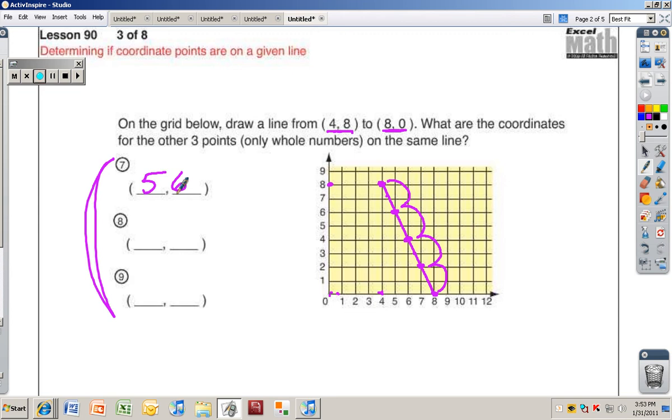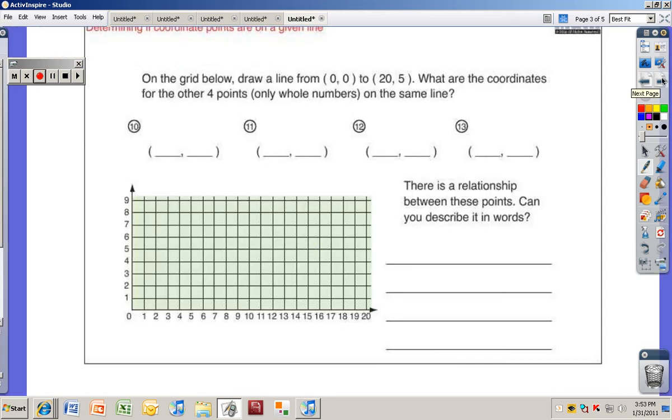Second answer is? 6, 4. Good. And last one? 7, 2. 7, 2. Beautiful. Hopefully you got those right. Let's move on to the next part. Same idea here. Go ahead and pause the video and then turn it back on when you're ready to see the solution.